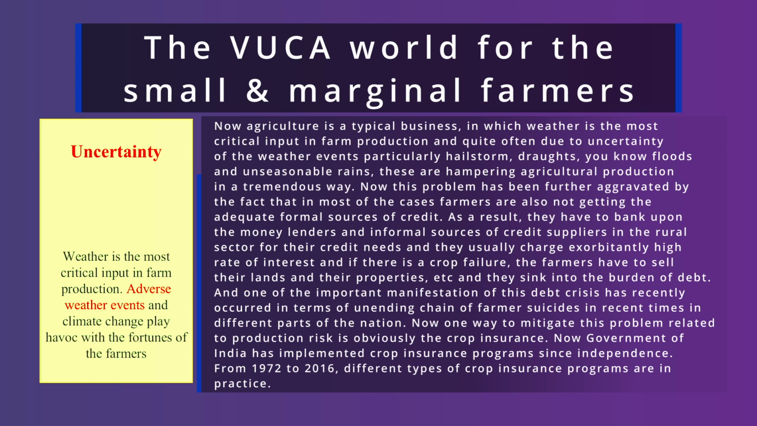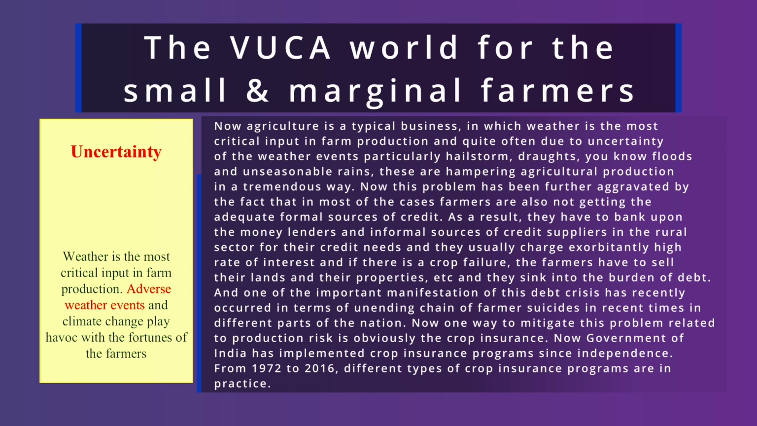And one of the important manifestations of this debt crisis has recently occurred in terms of an unending chain of farmer suicides in recent times in different parts of the nation. Now, one way to mitigate this problem related to production risk is obviously crop insurance.